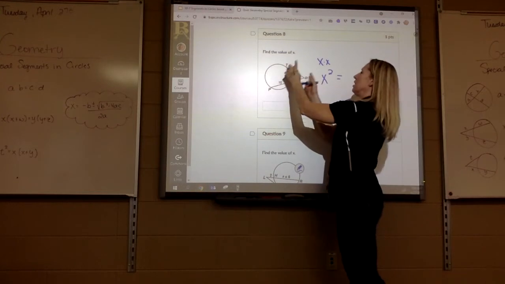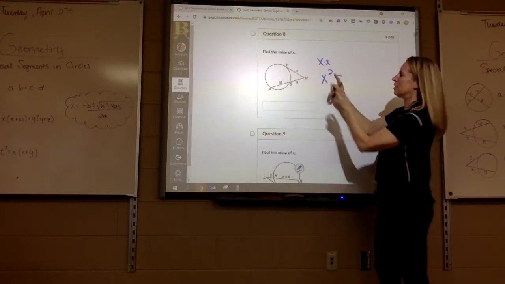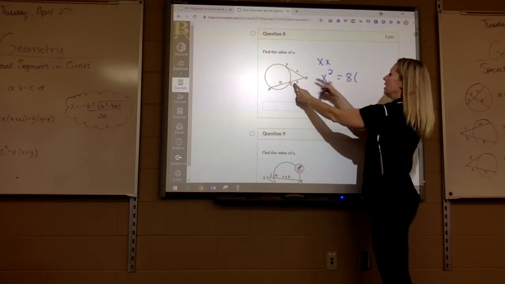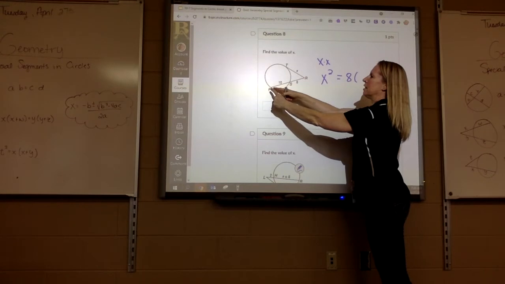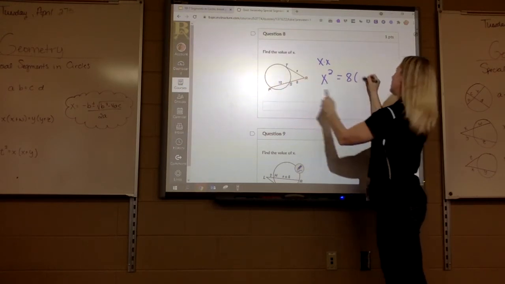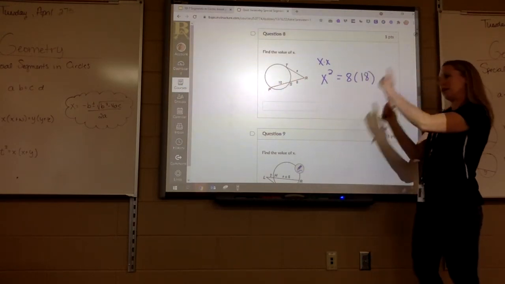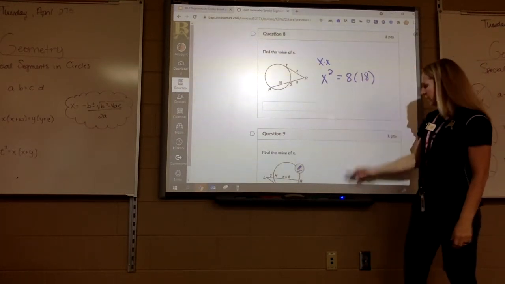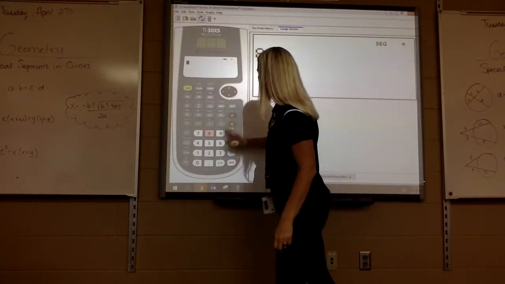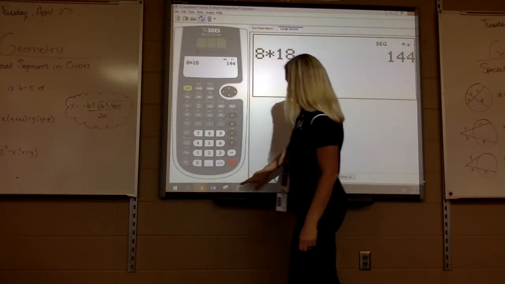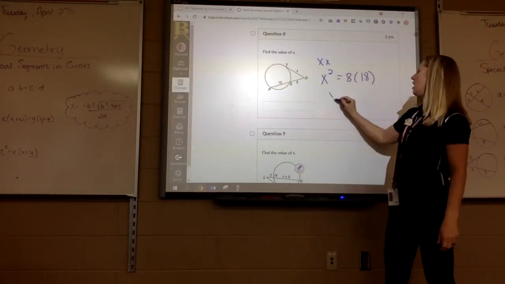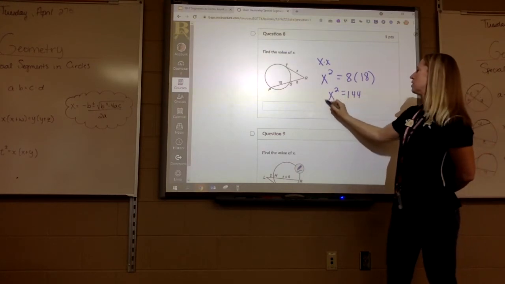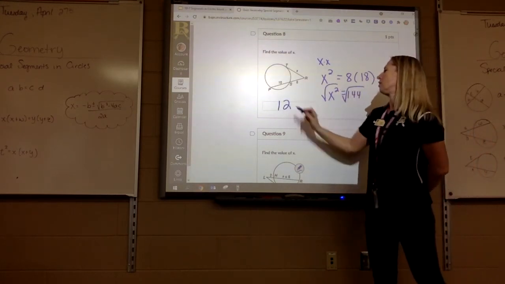So outside piece times the whole length equals outside piece times the whole length. My outside piece is 8, times the whole length. What is that entire length? 18. Yes. So it's always outside piece times the whole length equals outside piece times the whole length. So 8 times 18 is 144. So x squared is 144. What would I do? We just square root that and you get 12.